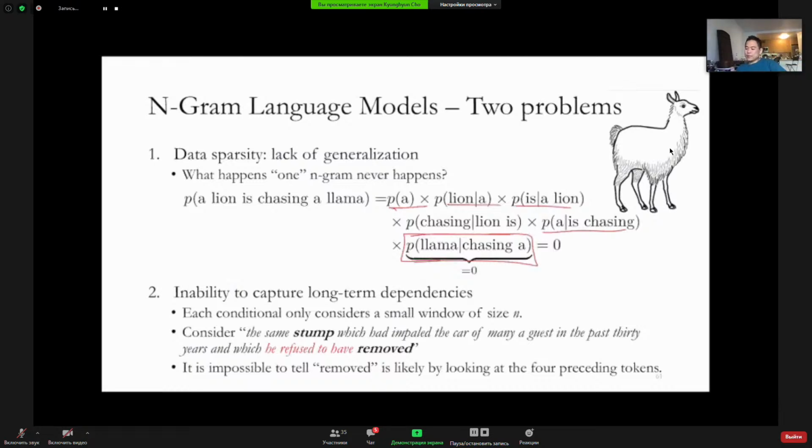Let's take as an example this weird sentence: "the same stump which had impaled the car of many a guest in the past 30 years and which he refused to have removed." If I wanted to guess what follows "he refused to have," it's very difficult to guess that it's going to be "removed." However, if I had access to the entire prefix, and saw that there was a stump that this person refused to have something done with, then suddenly "removed" makes so much sense. Unfortunately, this n-gram language model won't be able to capture that.